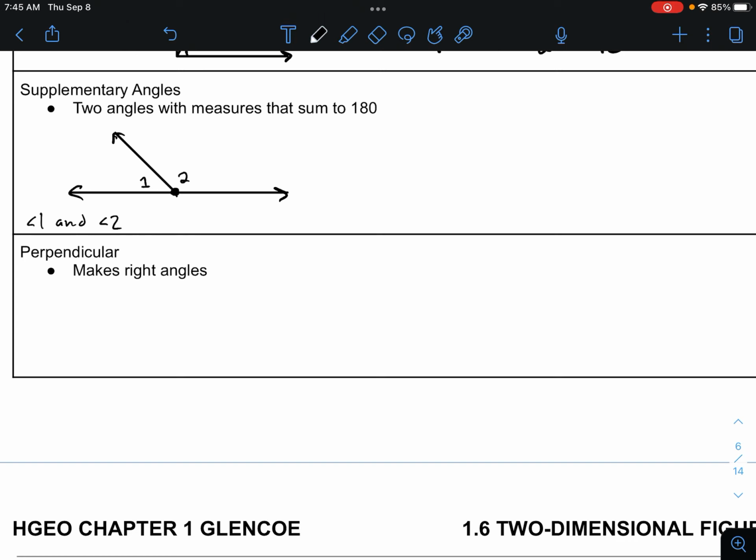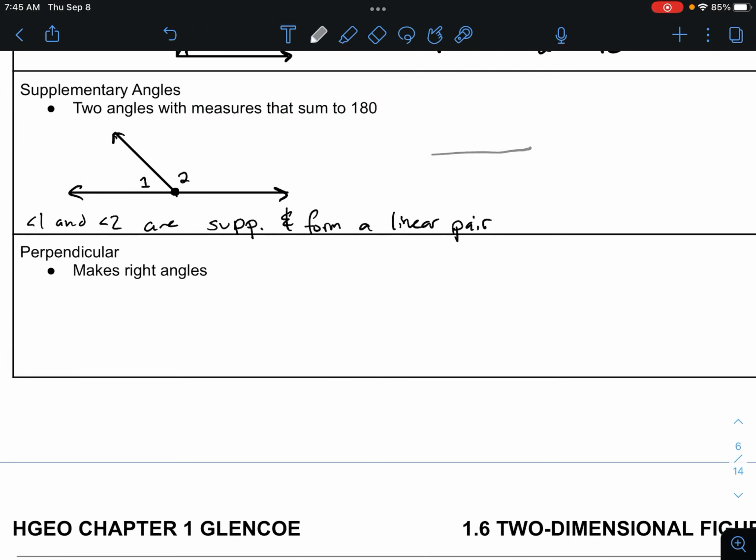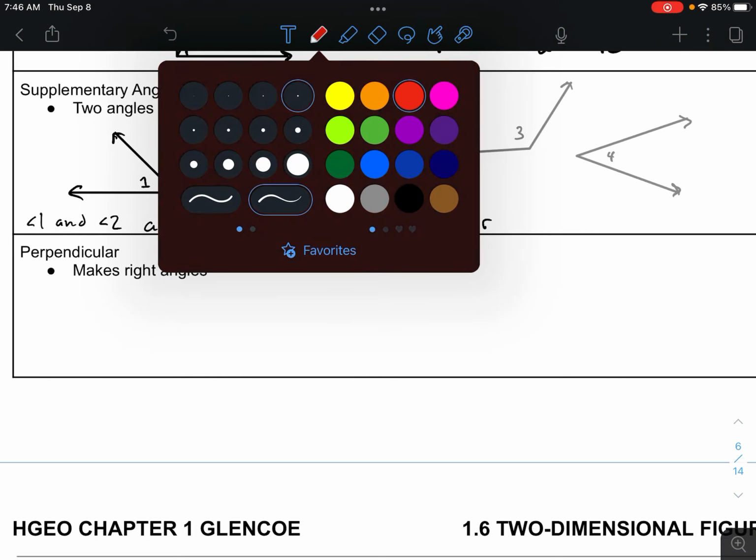So I'm going to say angles 1 and 2 are supplementary. I'm just going to abbreviate that. And form a linear pair, all right? But for supplementary angles, they don't have to be adjacent to each other. So in a different example over here, we could show that I've got maybe an obtuse angle here, and then maybe separately, I've got an acute angle over here. All right, so maybe we'll call this angle 3 and angle 4.